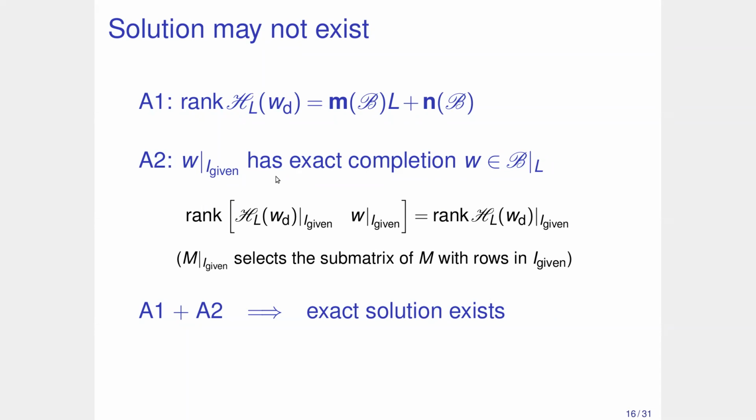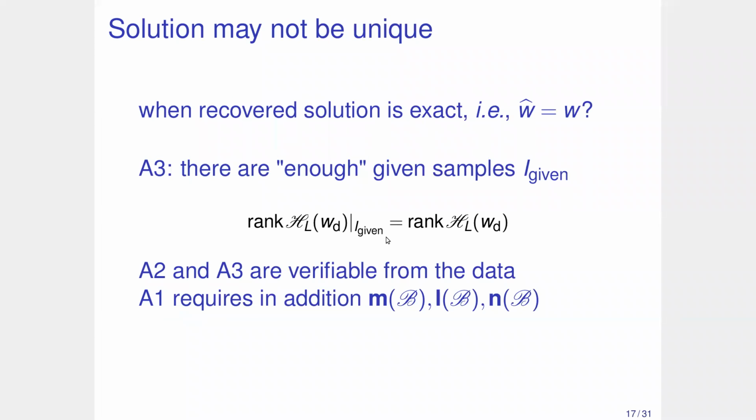The second condition is that the given partially specified trajectory has exact completion. Now, it's not difficult to see, but I'm not going to elaborate on this, that this condition can be checked via the rank conditions here. So if these two conditions are satisfied, then it can be shown that the interpolation problem has an exact solution. However, this solution may not be unique. So for uniqueness, we need a third assumption, which has to do with the intuitive idea that we have enough samples to fix uniqueness.